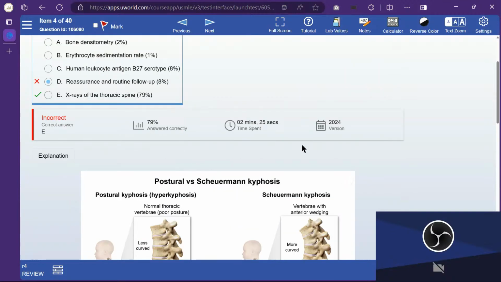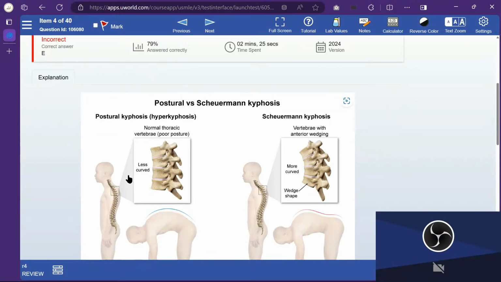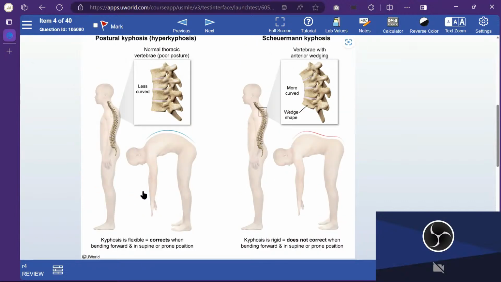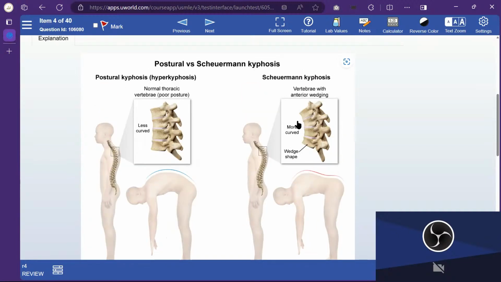Postural kyphosis versus Scheuermann kyphosis. Postural hyperkyphosis is flexible; it corrects when the patient bends forward, or in supine or prone position. And Scheuermann kyphosis has vertebrae with anterior wedging.